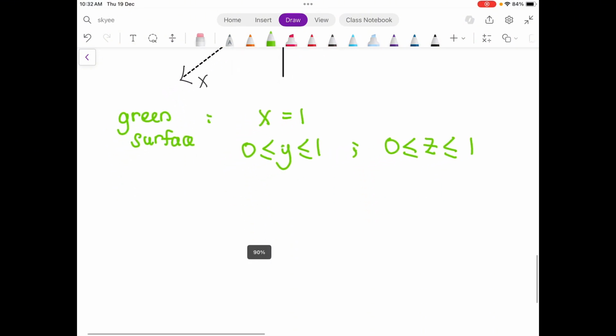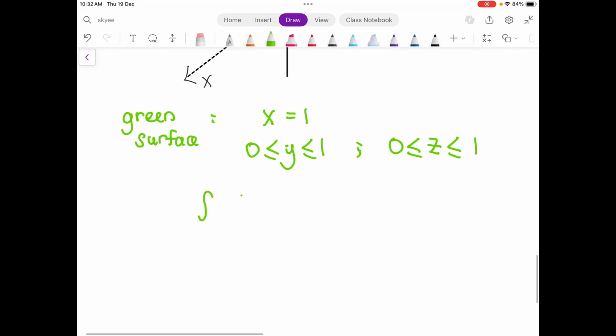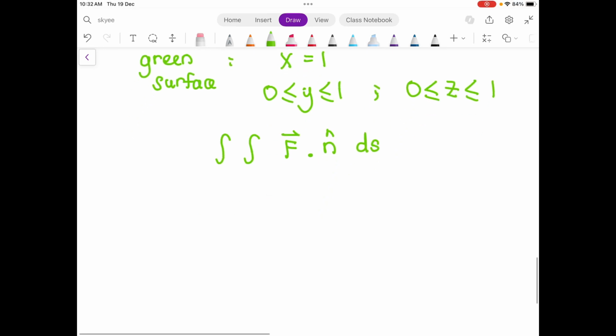So we refer back to the equations for the flux. So this is the equation. First of all, what is our F? The question has given us the F, so we can still use the same F. This is 2x, 3y, z squared. So this is the F.